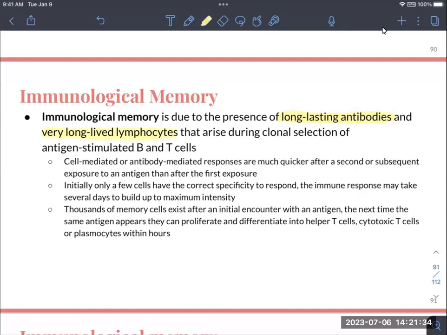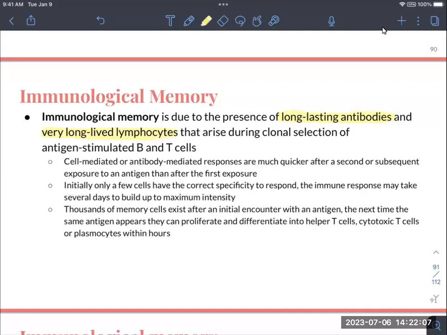So usually we only have a few cells with that specific binding site. So it takes several days to build up that intensity to kill off those microbes, those pathogens that have gotten into our system. That's why the first time you come across some sort of pathogen, microbe, you usually feel sick for some time before you start to feel better.